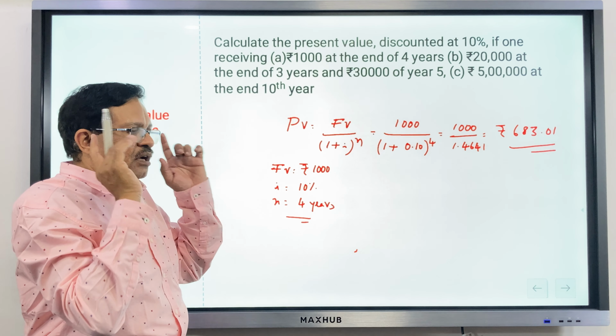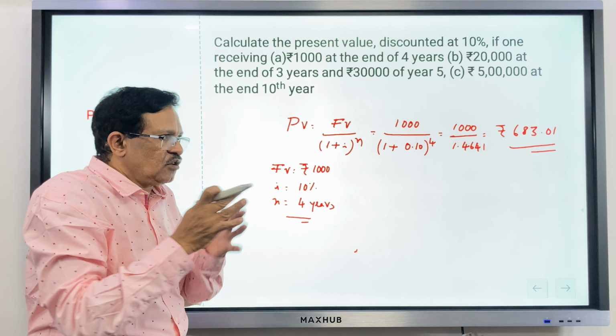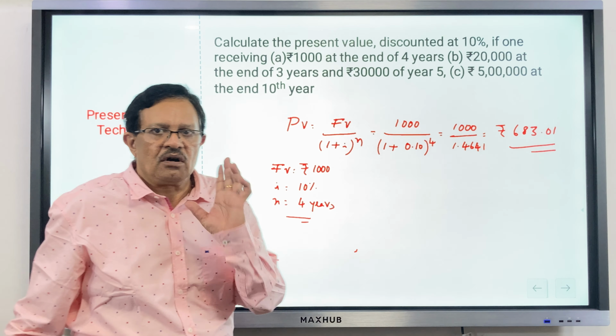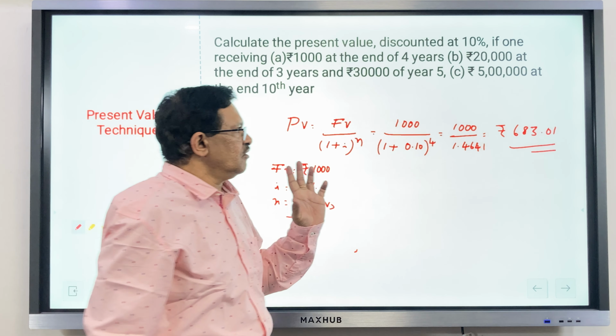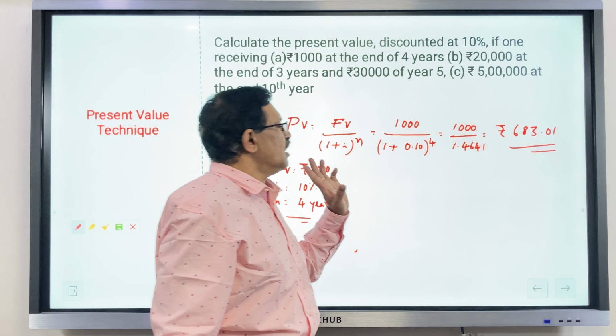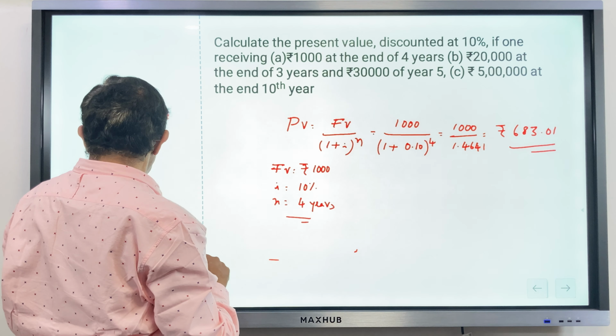You have to understand this carefully. In the examination, if suddenly you do something and you get more, that means you have done something wrong. So you have to be very careful and understand that. Always the present value will be lower than the future value. And let us move on to the second bit.